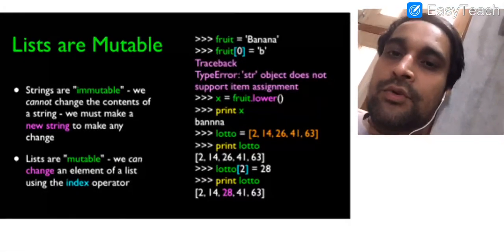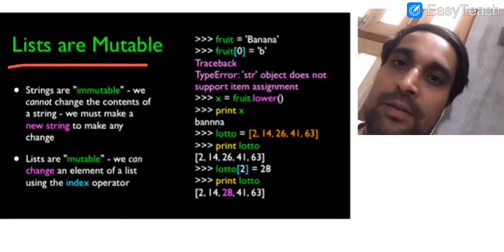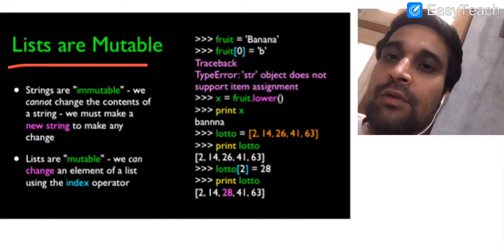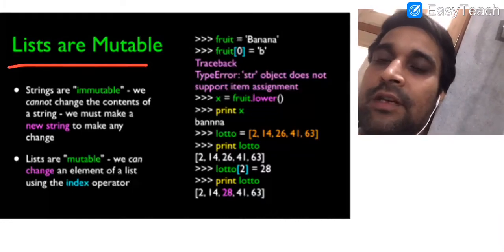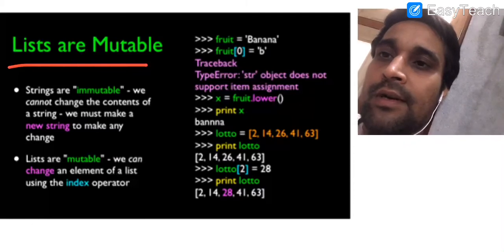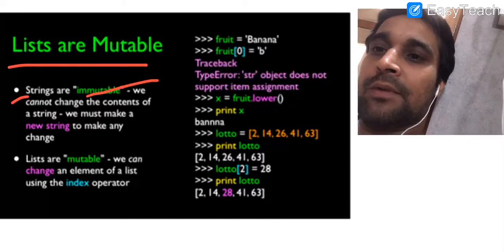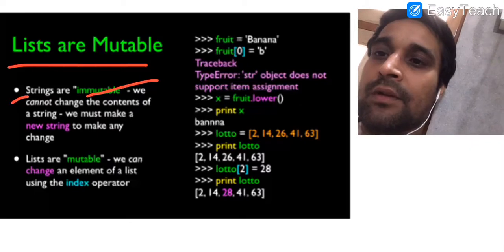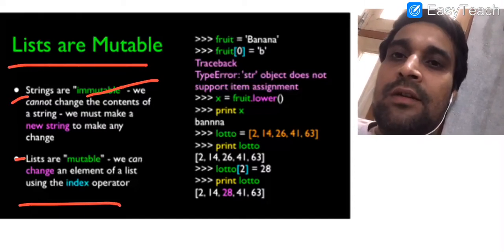Now one of the most important properties of the list is that lists are mutable, or you can say modifiable. It means the value which is stored at a particular location can be changed at the same memory location. It is one of the most important differences between strings and lists. Strings are immutable, we cannot change the individual elements of the string, but we can create a new string. But lists are mutable, it means the value at the same location or same index can be modified.